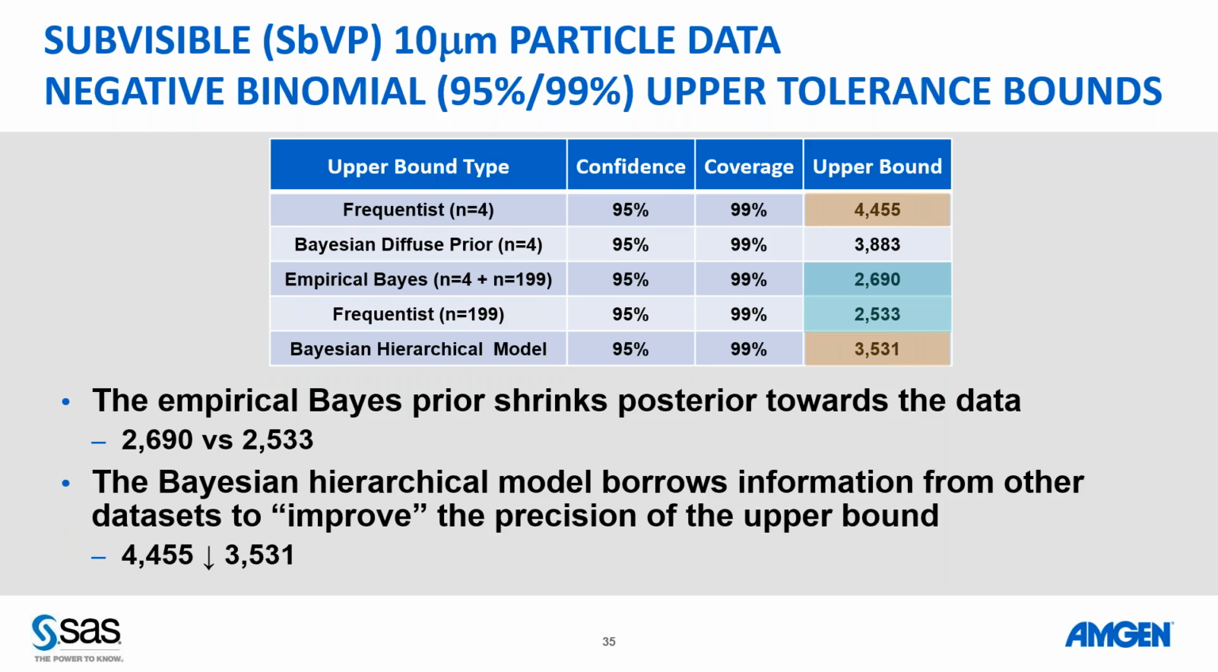Now, if you do the random effects model, you can see how it borrows information, as Fan just said, from the other data sets and improves the precision. Now we go from 4,500 to 3,500. So it's not as drastic as using the empirical Bayes. It's somewhere in between, and Fan alluded to that before. Right. So again, these are the different ways of doing this.